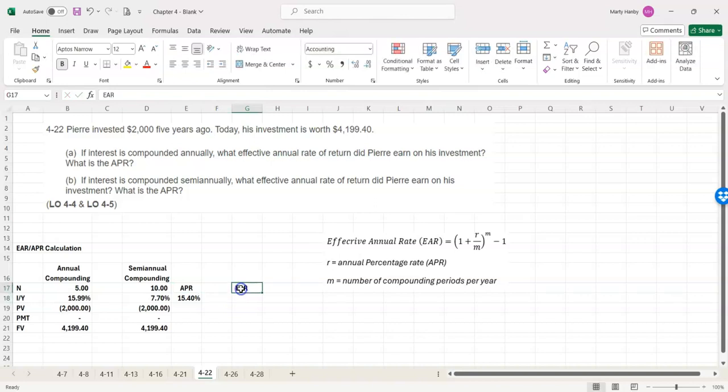So let me do this. EAR equals, open paren, 1 plus the APR. I could just do 1 plus 7.7%, divided by 2. And then I need a caret here to take it to the second power, and then minus 1. And I get 0.16. Hit the percent key and add a couple of zeros. I get 15.99%. So an APR of 15.4% compounded semi-annually is equal to an APR of 15.99% compounded annually.